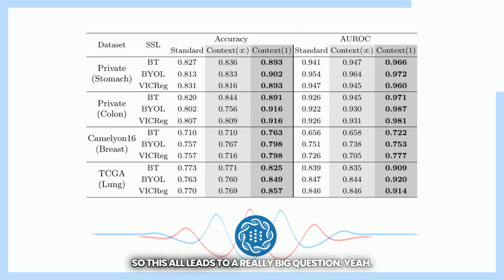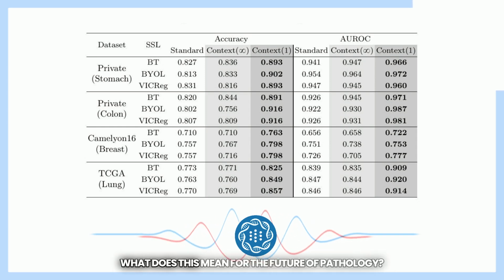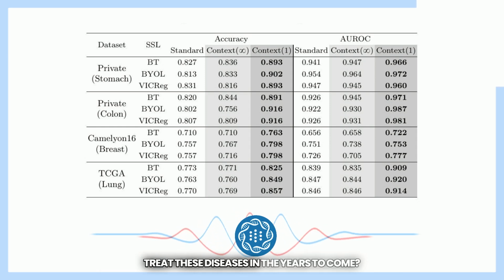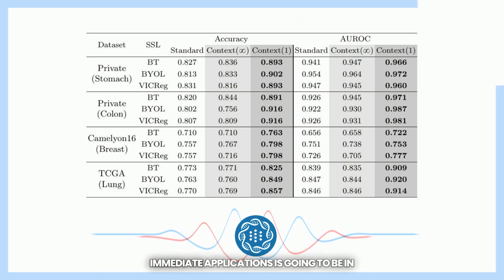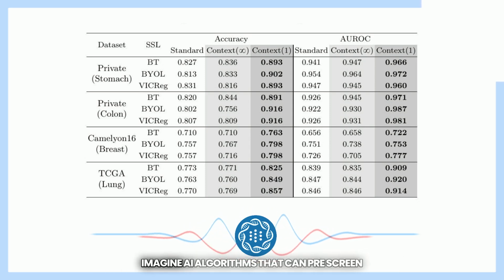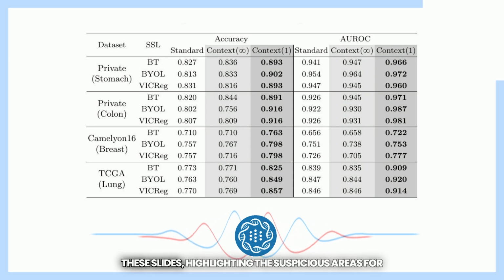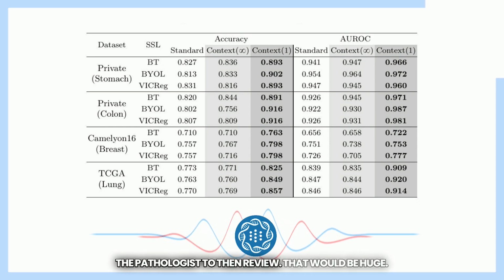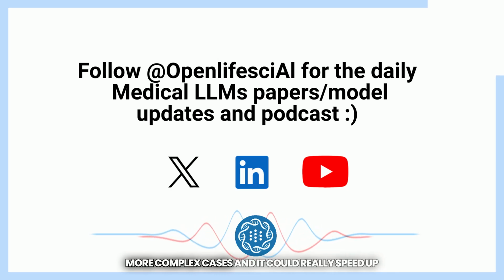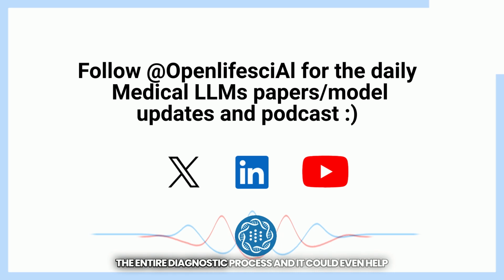So this all leads to a really big question. What does this mean for the future of pathology? How might this actually change how we diagnose and treat these diseases in the years to come? Well, I think one of the most immediate applications is going to be in automating certain parts of the pathology workflow. Imagine AI algorithms that can pre-screen these slides, highlighting the suspicious areas for the pathologist to then review. That'll be huge. It would free up pathologists to focus on the more complex cases, and it could really speed up the entire diagnostic process.